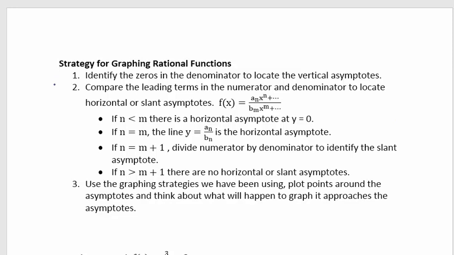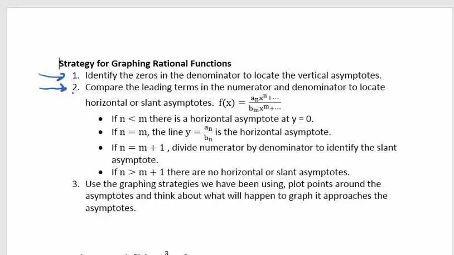So you can see here I've got listed step one. Step one, we're locating the vertical asymptotes, and that's any place where our denominator is going to be equal to 0. That makes our function undefined at that location, and so we'll have a vertical asymptote there. You want to now compare the first terms in the numerator and denominator to identify your horizontal asymptotes.